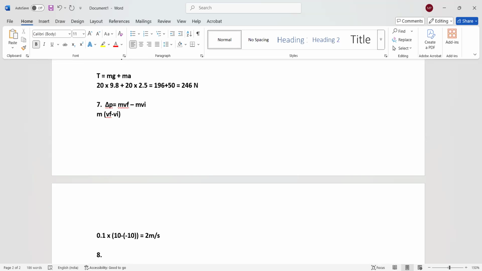Next question. Find the average recoil force on a machine gun that is firing 150 bullets per minute, each with a speed of 900 meter per second. Mass of each bullet is 12 gram.